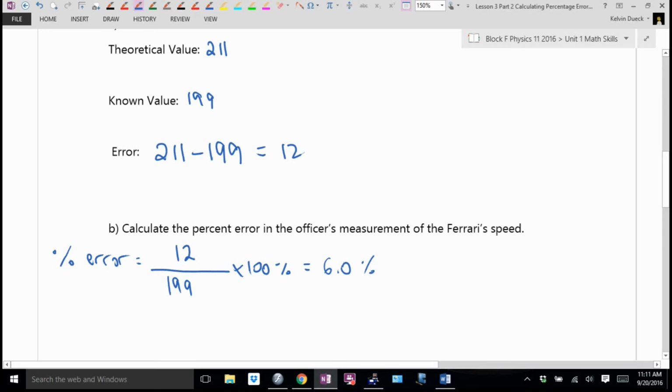Having said that, this guy is still probably going to have to pay a hefty ticket because even with that 6% error, he's still speeding. Okay? And in real life, radar guns are more accurate than that. Okay? Yeah.